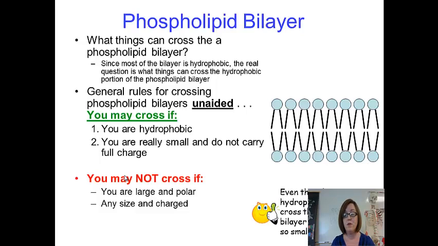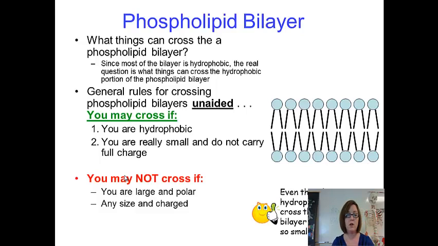Rule number 2, you can cross if you're really small and do not carry full charge. Okay. So small, large, those are relative terms, right? So what do I mean by really small? By really small, I mean 3 atoms big or less, right? So you have to be made of 3 atoms or less. Okay? And you can't carry full charge. Partial charges could be okay, but you can't carry full charge.